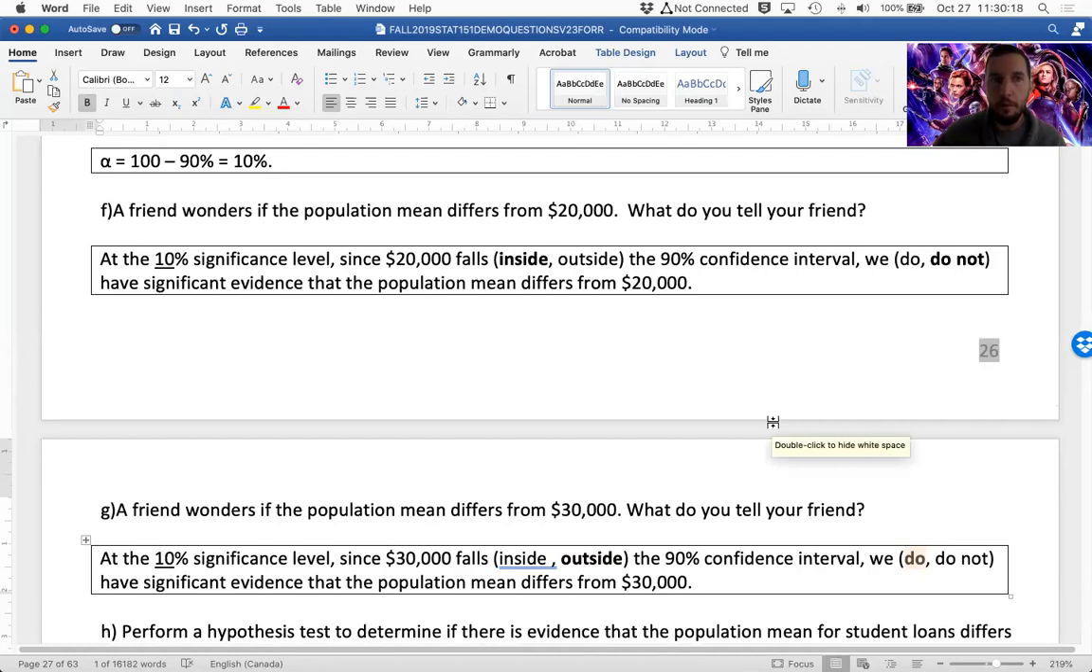So in part F, there's nothing to suggest that 20,000 isn't a realistic value or a possible value for the actual mean. But in part G, we have evidence that 30,000 would not be realistic because our interval is telling us that debt should be somewhere between $17,050 and $20,749. So 30,000, which is outside that interval, is not, based off of our calculation, a reasonable guess at the actual average amount of debt.